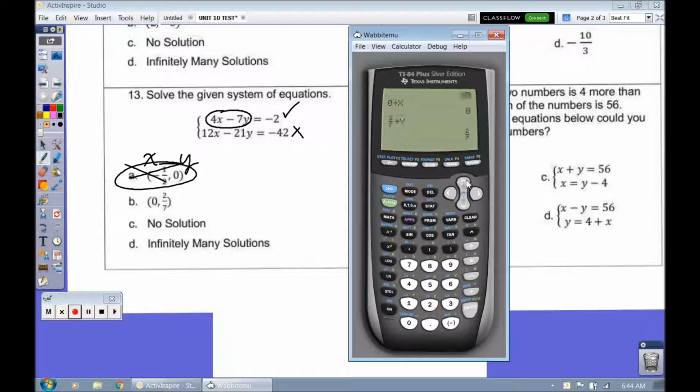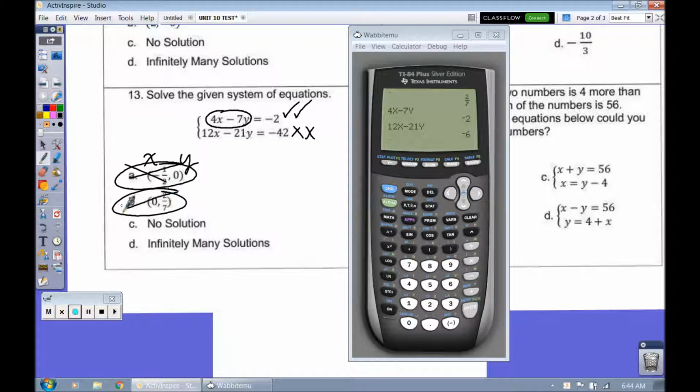We're going to copy and paste our equations here. So there's the first one. Let's see if we get a value of negative 2. Yes, that works. But we need to get a value of negative 42 for the other one. Let's go to the second. There it is. Copy and paste. Do we get negative 42? No.